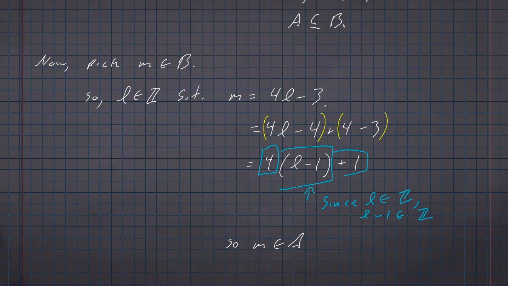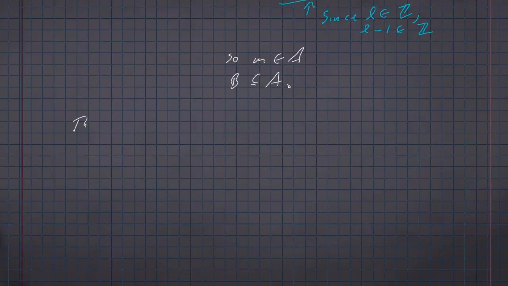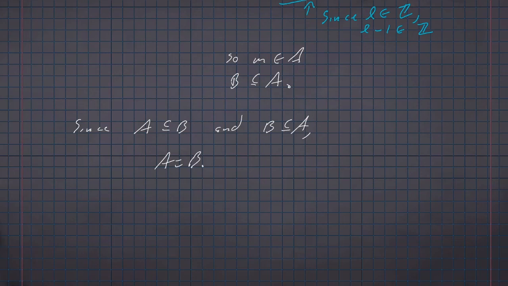And this time we took a random element out of set B, we showed that that thing must be an element in set A, and that's enough to conclude that B is a subset of A. We showed that A is a subset of B. We showed that B is a subset of A. And since we have subset inclusion both directions, that means that we have set equality.